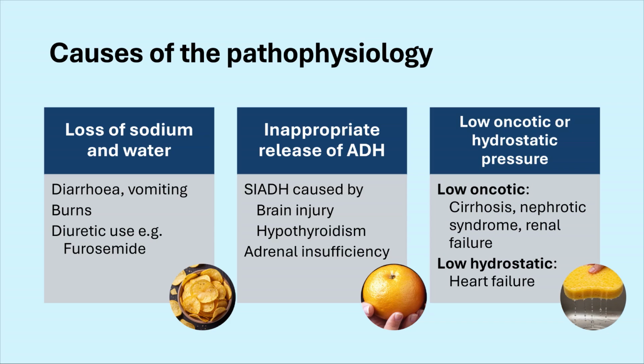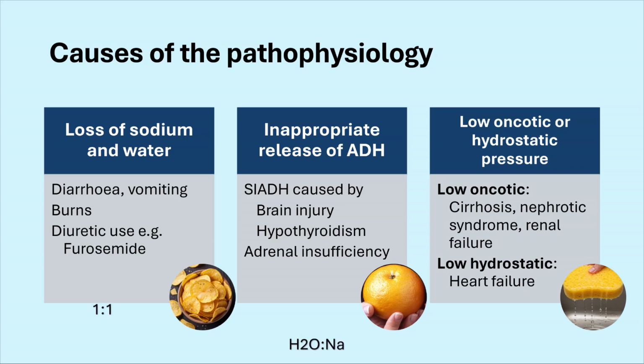So low oncotic pressure is due to loss of albumin, which can be from cirrhosis, nephrotic syndrome, or renal failure. And in low hydrostatic pressure, there is a pump failure of the heart, so it's unable to maintain the pressure to excrete the fluid from the body. In people with inappropriate release of ADH, they are plump as an orange, and in people with low oncotic or hydrostatic pressure, they are very wet.